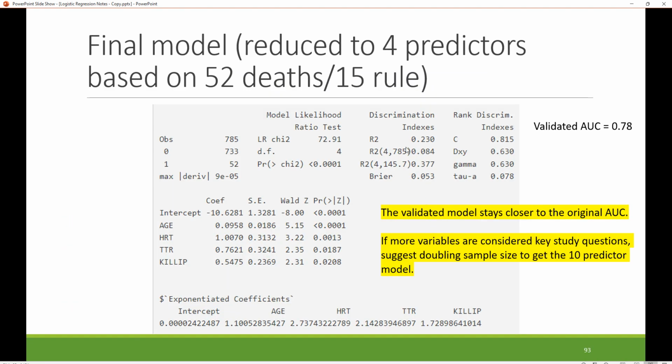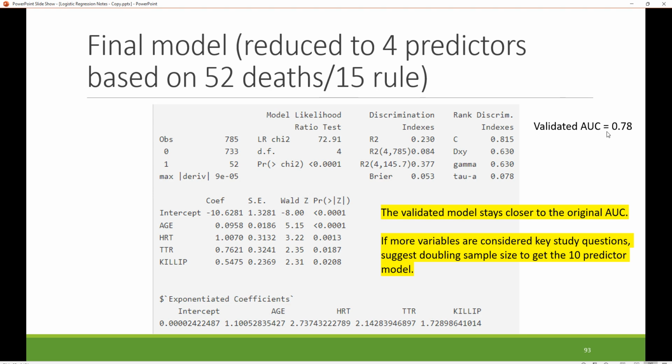Okay, so now we've decided to run our model using just 4 predictors based off of that 52 deaths divided by 15 rule. And we see on the top right that our area under the curve, our C statistic, is 0.815, so it's 0.82, and that's pretty close to what we had before. For the 10 predictor model, it was 0.83, and now we're only off by about 1 point. And that still gives us a good model result initially.